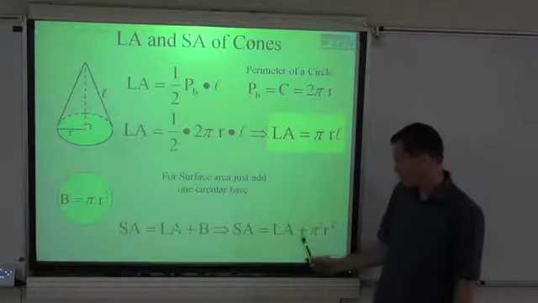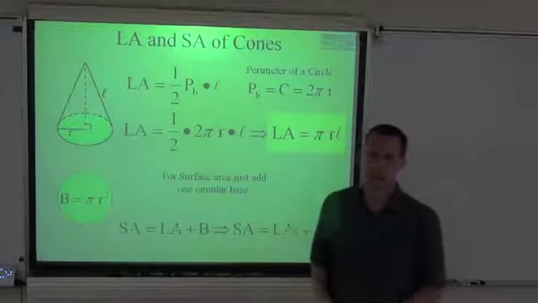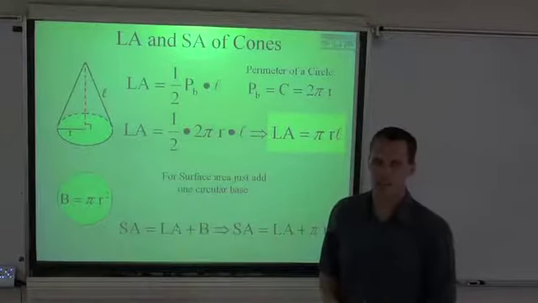So the lateral area plus one base is the same as saying the lateral area plus pi r squared. Pi RL plus pi r squared. That is our surface area formula.